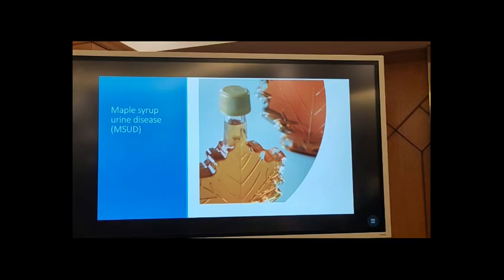Maple syrup urine disease, as you see, maple syrup, this is maple syrup.